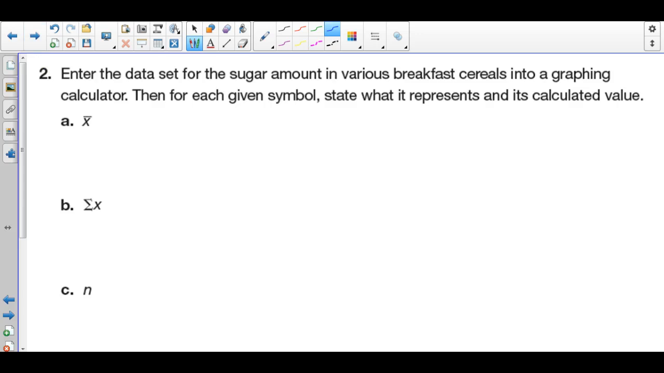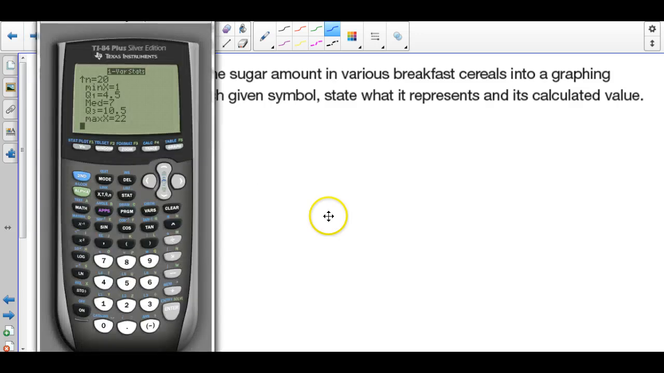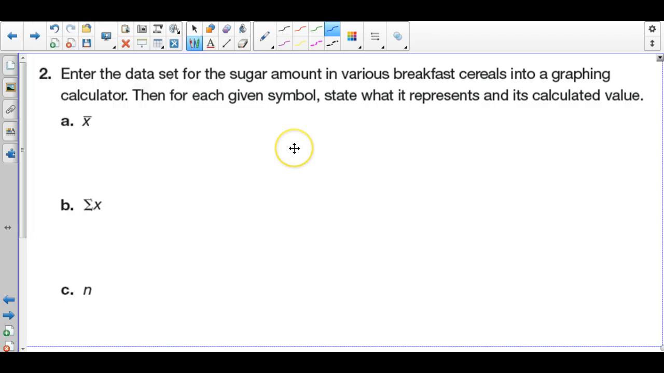I'm going to go to question number 2. We're going to take these down. So again, my mean was 7.85. We had sigma x, or the sum of the x values, was 157, which means when we added up all of your x values, you got 157. And there was a total of 20 values. So again, this represents your arithmetic mean.